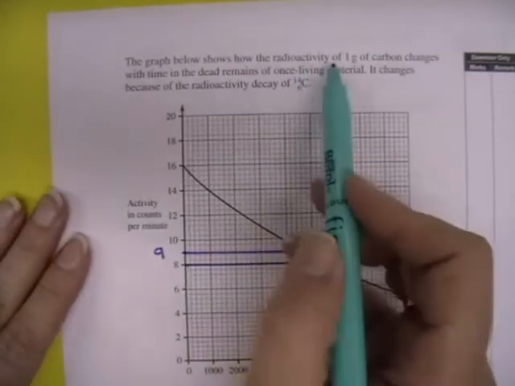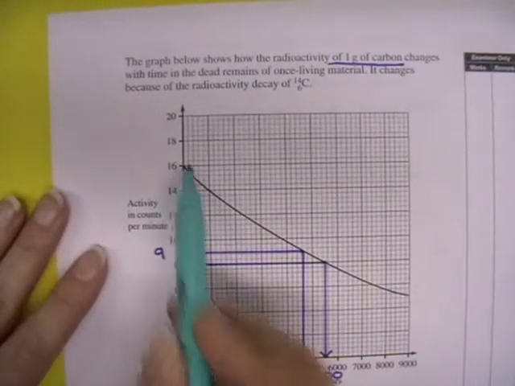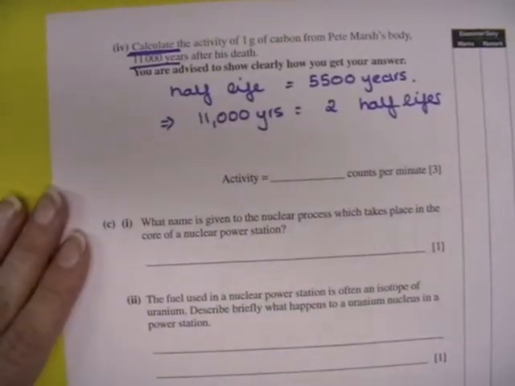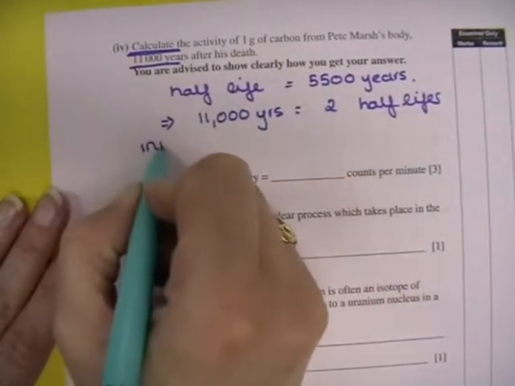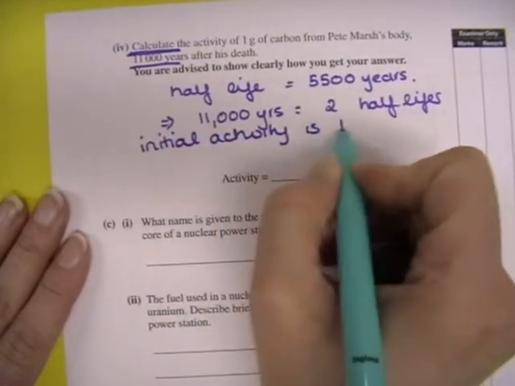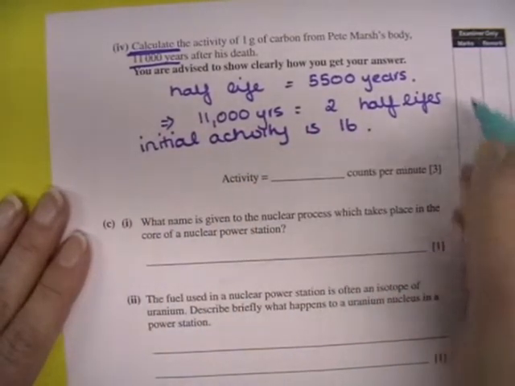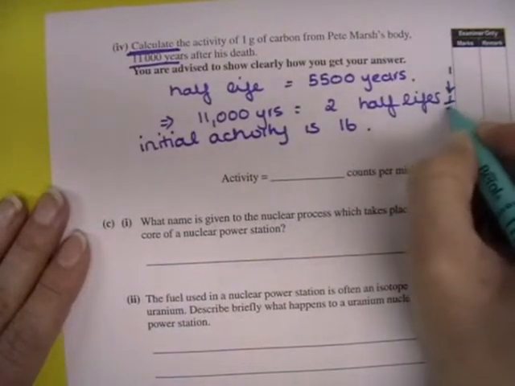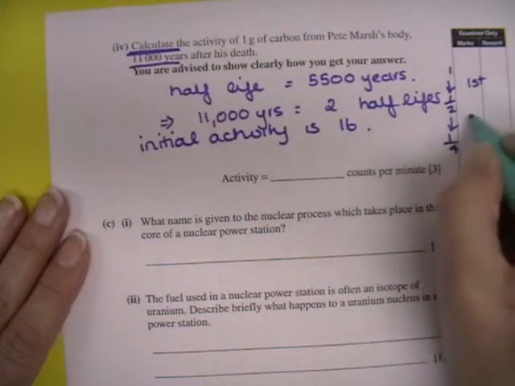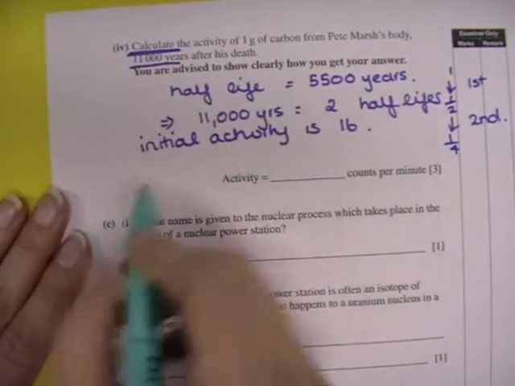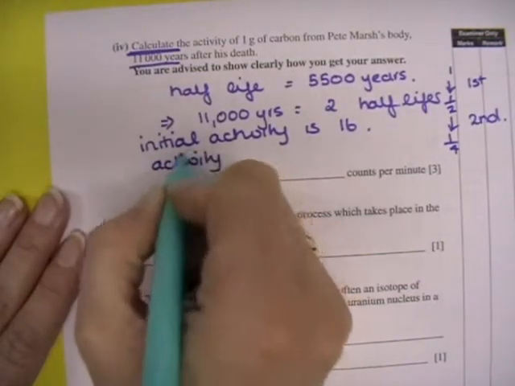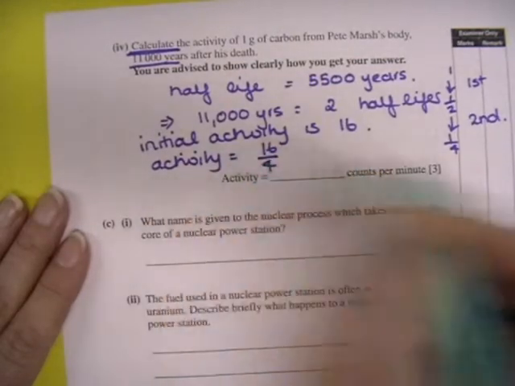This is the radioactivity of 1 gram of carbon. Starts out at 16 whenever it's new, and then it decays downwards. So the initial activity was 16. After 1 half-life, it goes down to half its original value. After the second half-life, it goes down to the quarter of its initial value. The initial activity is 16. The activity then is going to be 16 divided by 4.